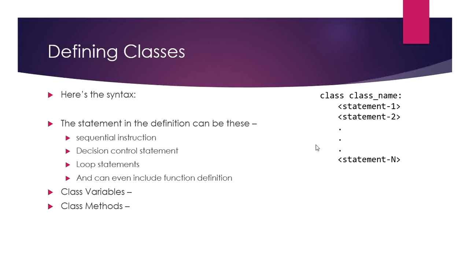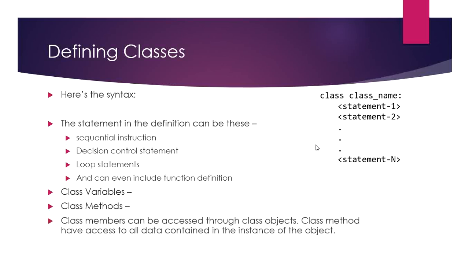Class methods are the functions which we define inside a class. We're going to have multiple methods and multiple variables inside the class block. Class members can be accessed through class objects. If I want to access the code inside a class, I'm going to create an object. The variables and the methods are all the members of the class, and we can access these by using class objects. We will see how we define objects also.